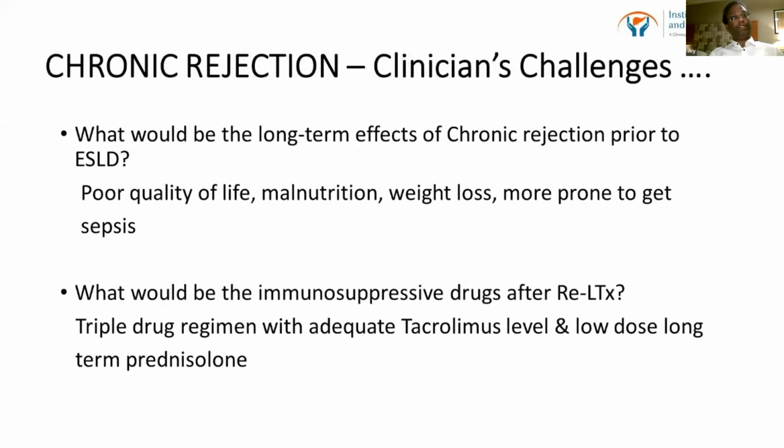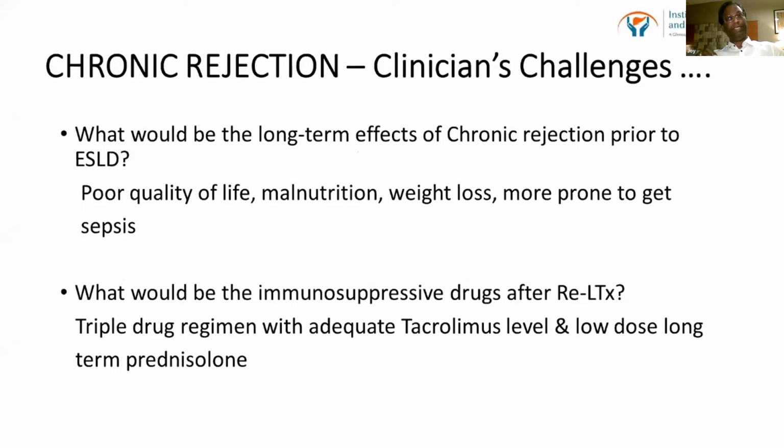Yeah. So what could be the long term? Before the chronic rejection patient gets into cirrhosis, in most of our chronic rejection patients we can start to see poor quality of life, malnutrition, weight loss, and they are more prone to get sepsis.